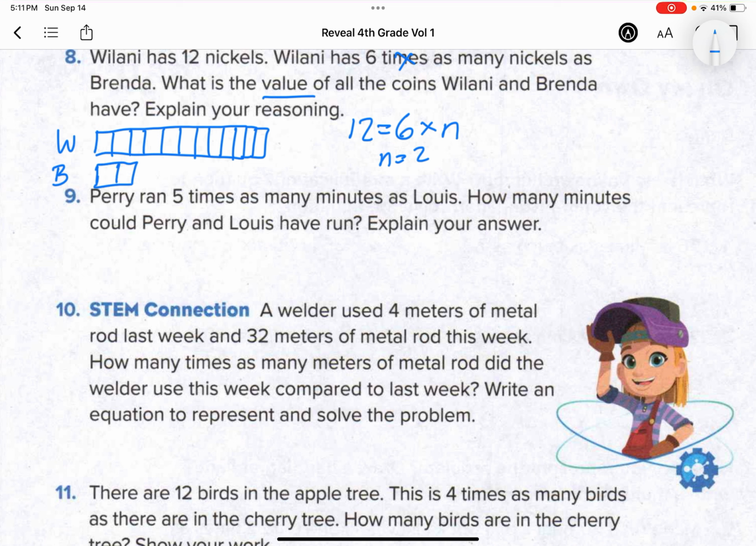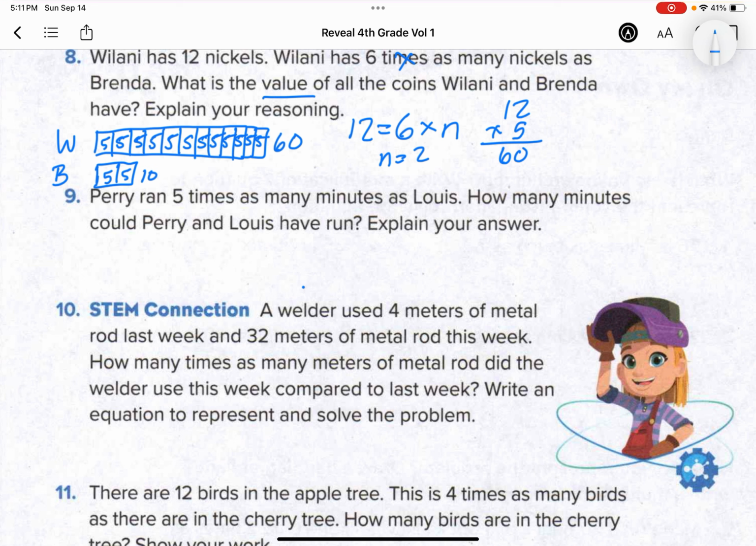But that's not all it's asking for. It says, what is the value? So how much is a nickel worth? Well, a nickel's worth 5. So Brenda has 10 cents. And Wilani has 5, 10, 15, 20, 25, 30, 35, 40, 45, 50, 55, 60. She has 60 cents. We could have also done 12 times 5 to get 60 as well.